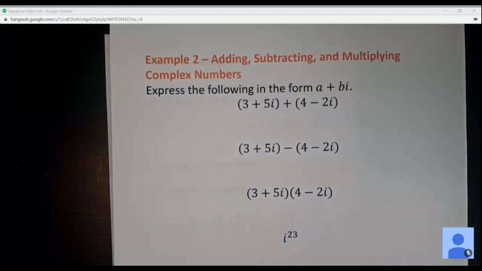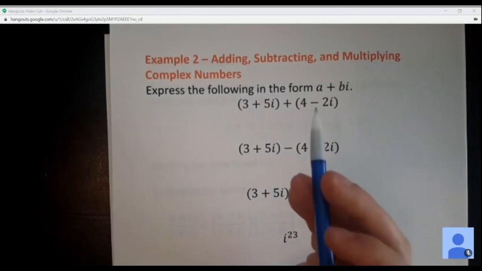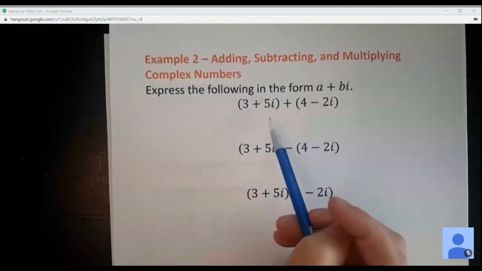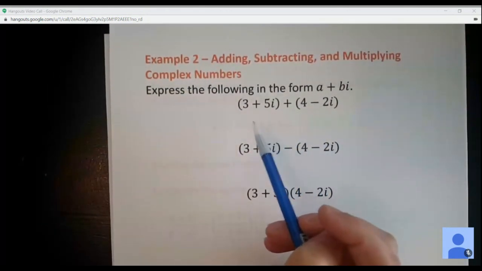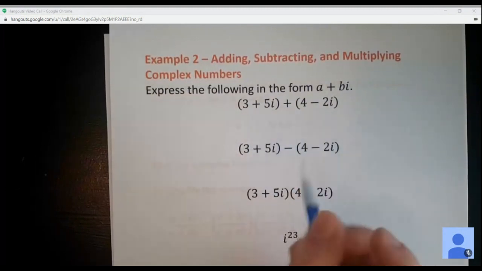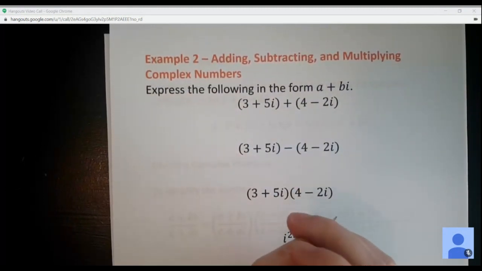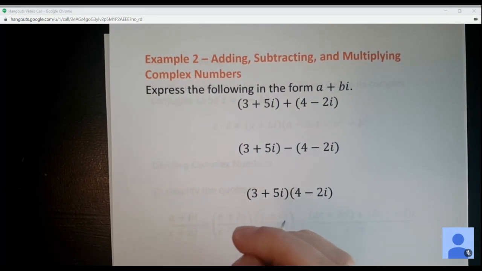Let's take a look at an example then. Okay, so the first one here, we're just adding together these two complex numbers. So if we combine the real parts here, what should that give us? I'll give everybody a chance to kind of catch up and get that written down if they want to.